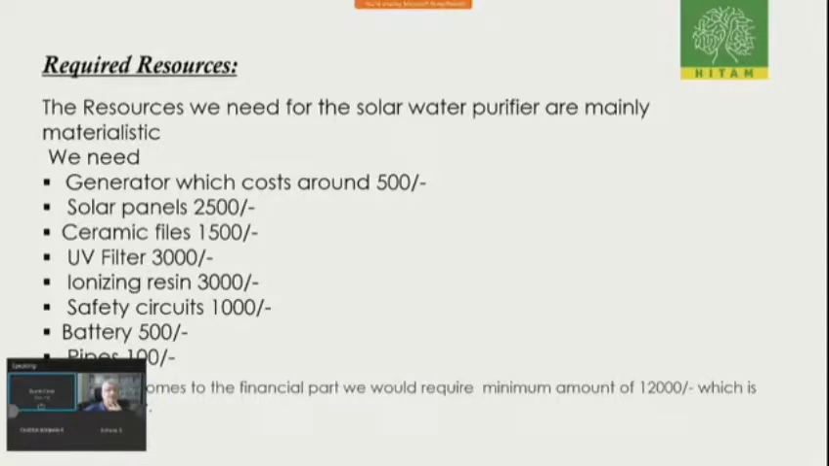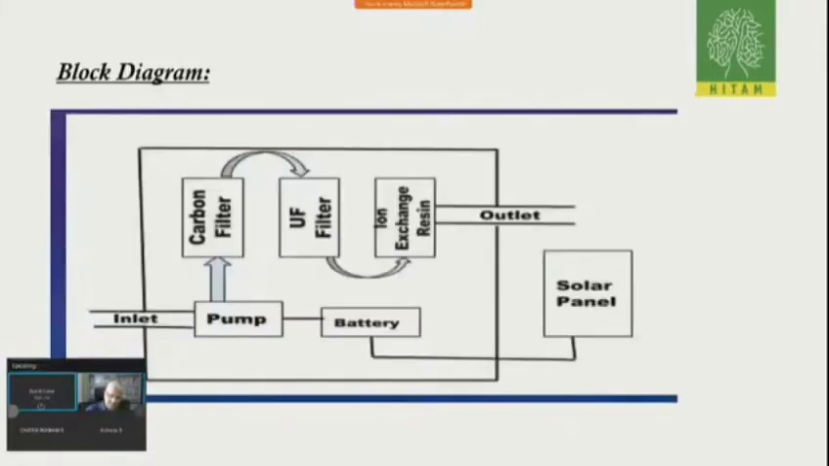The resources we need for this project, the solar water purifier, are a generator, solar panel, ceramic filters, UV filter, ionizing resin, safety circuits, battery, and pipes. This is the block diagram of our project, the solar water purifier. Here we have a carbon filter, UF filter, ion exchange, along with the pump, battery, and inlet and outlet.